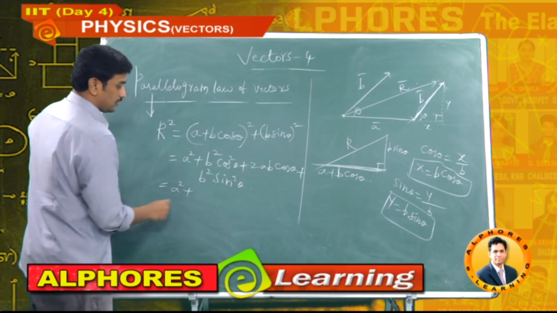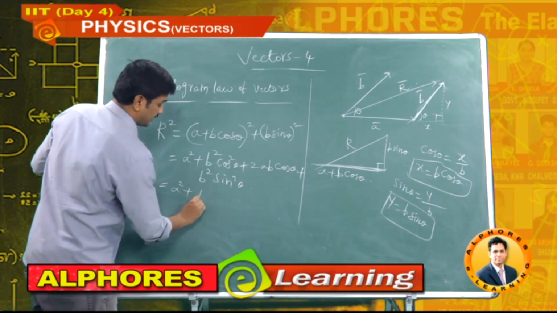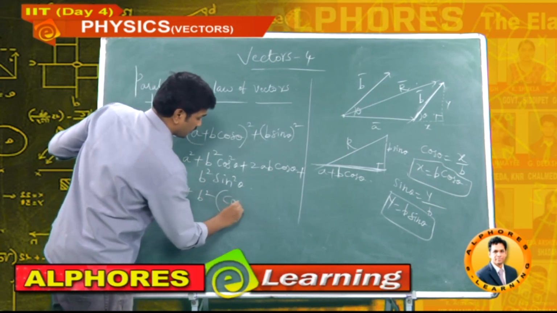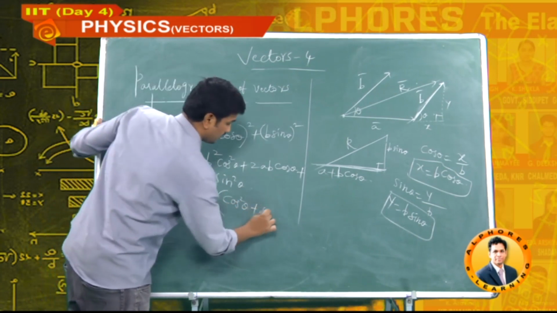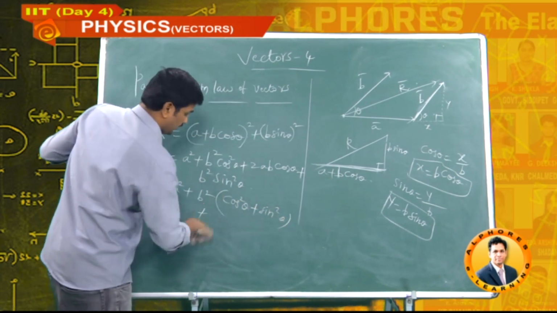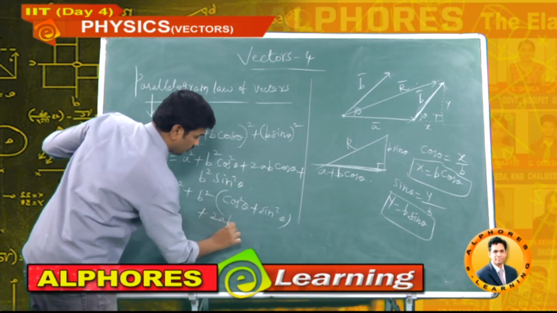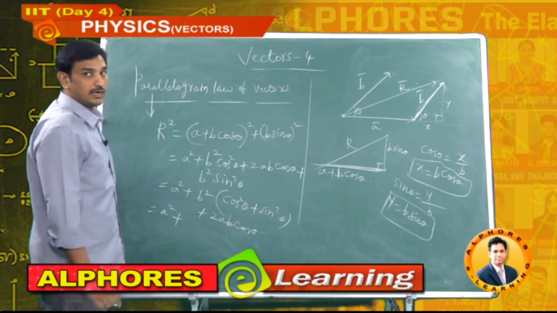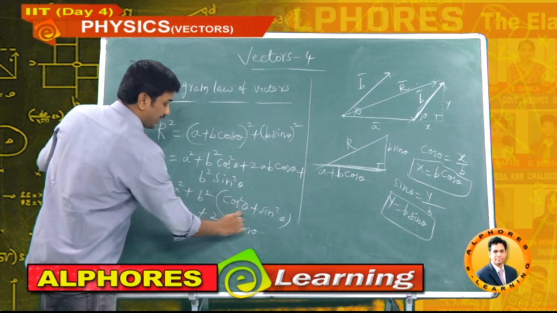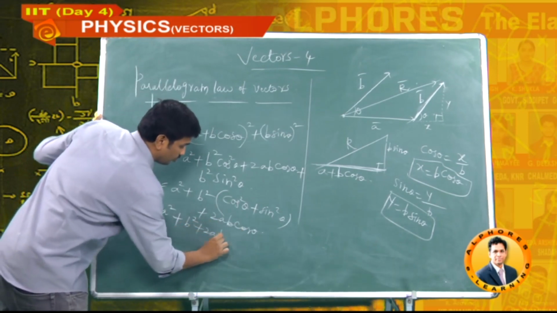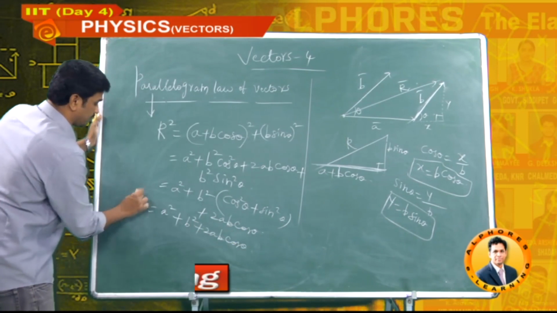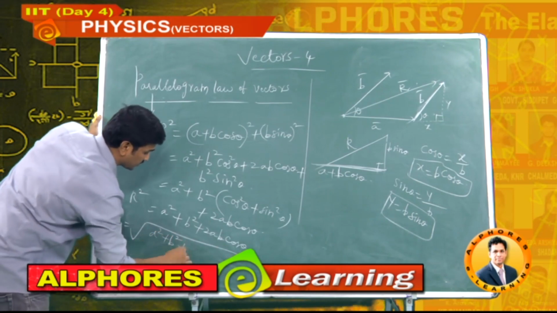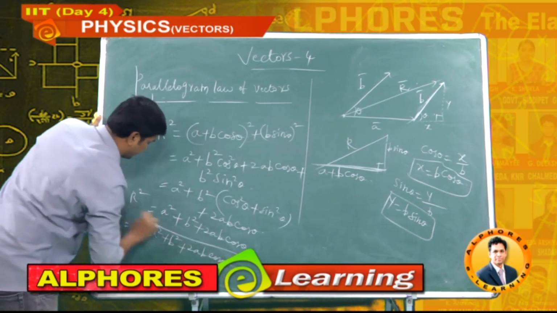A square, see here B square cos square theta, B square sin square theta. Can I common B square? After taking common B square, cos square theta left over here, sin square theta left over here. Now remaining term in this equation is 2AB cos theta. Cos square theta plus sin square theta in trigonometry is identity rule. It's the value 1. Now A square plus B square plus 2AB cos theta. This is the R square. What is the R value? Under root of A square plus B square plus 2AB cos theta.